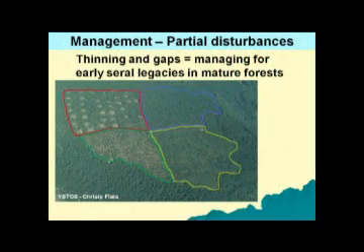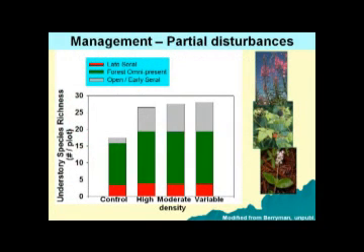I want to switch now from management after the stand-replacing disturbance to the partial disturbances. When I talk about partial disturbances, I'm talking about thinning operations, like you see in the lower left here, as well as gaps, like you see in the upper left, as two ways we can deal with partial disturbances. One thing we found, when you look at the vegetation composition 5 years after the thinning operations, is quite an increase in the number of species, and that increase is really driven by the early seral species, the gray component of the bar, which is really interesting.